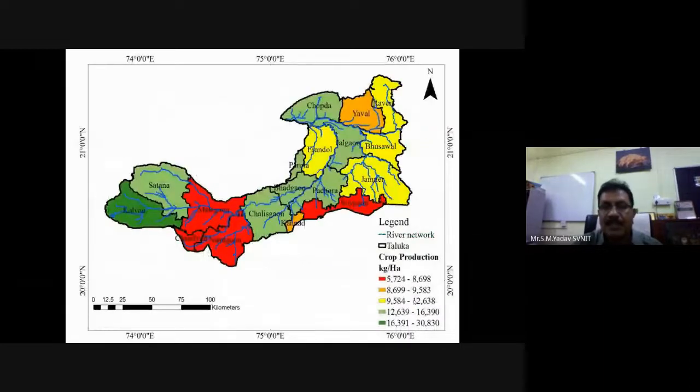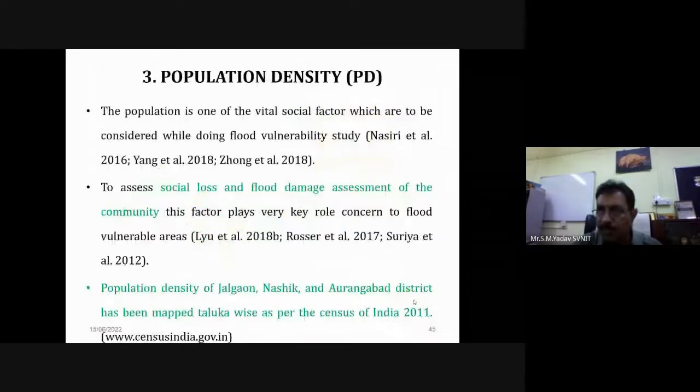And this is the map wherein you can see crop production in kg per hectare with different values, as low as 5,724 kg per hectare to as high as 30,830 kg per hectare. And the third parameter which we have considered is population density.